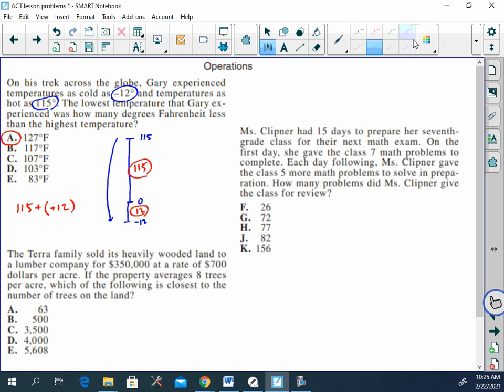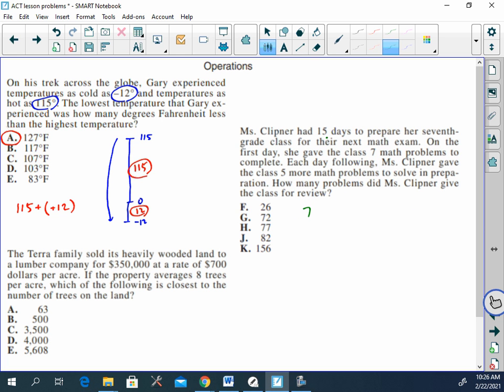All right, then over here, Miss Klipner had 15 days to prepare her 7th grade class for their next math exam. On the first day, she gave the class 7 math problems to complete. So first day is 7 math problems. Each day following, Miss Klipner gave the class 5 more math problems to solve in preparation. How many problems did she give the class for review? So every day after the first day is 5 more.